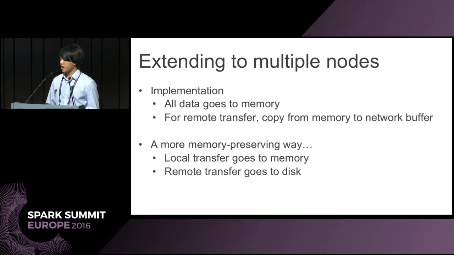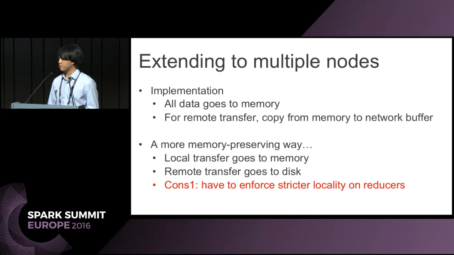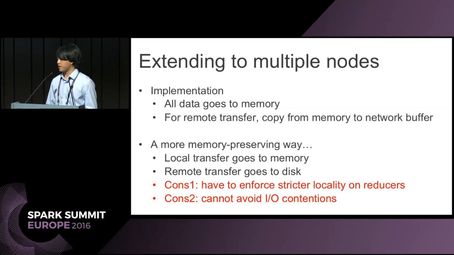Compared to a more memory-preserving way, where we write the data going to remote shuffle into disk, it would be harder to manage, because you have to enforce stricter locality on reducers, and you might not get the benefits of avoiding I/O contention. The way we went with the first implementation is we assume we have the luxury of infinite or enough memory, so we just use it.